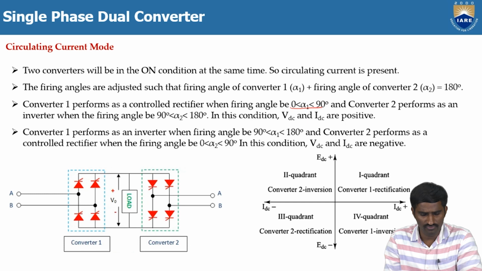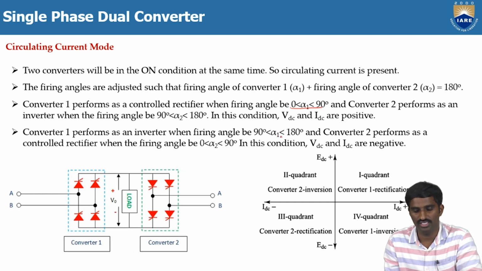And in the second way, converter 1 performs as an inverter when the firing angle alpha 1 is between 90 and 180, and similarly converter 2 performs as a controlled rectifier when the firing angle is in between 0 and 90. In this condition, both VDC and IDC are negative.